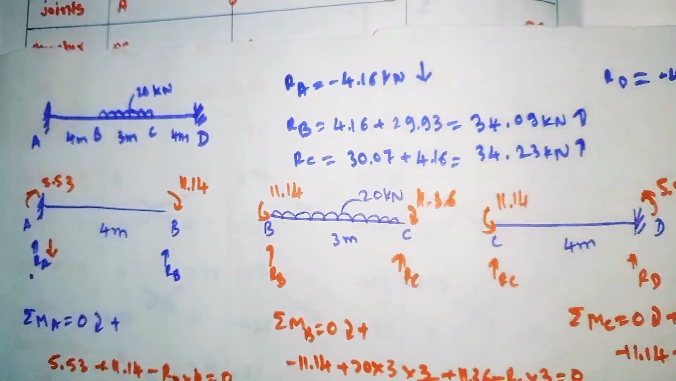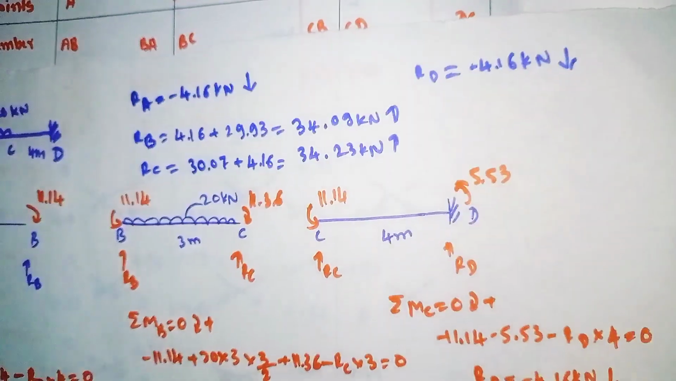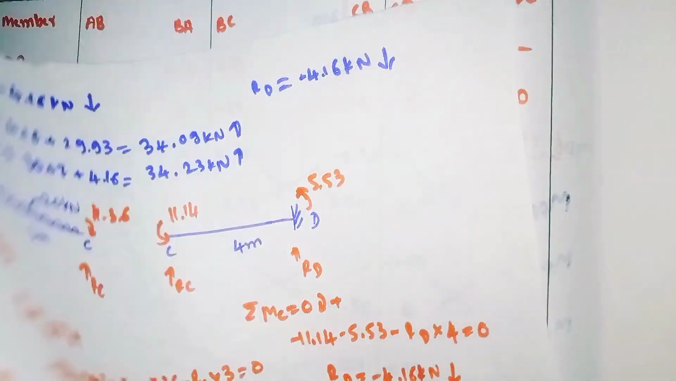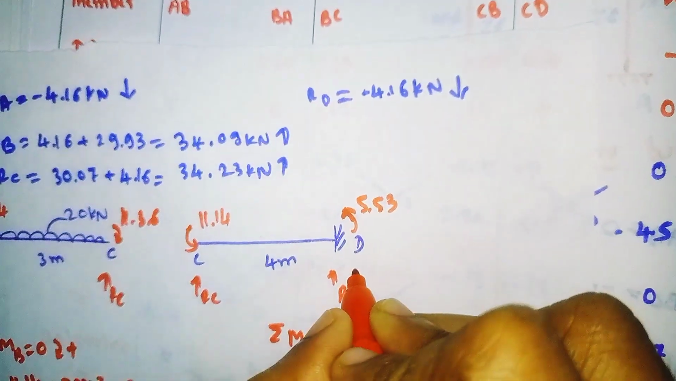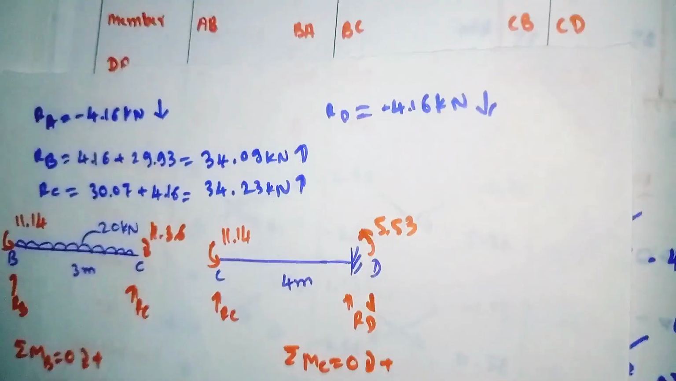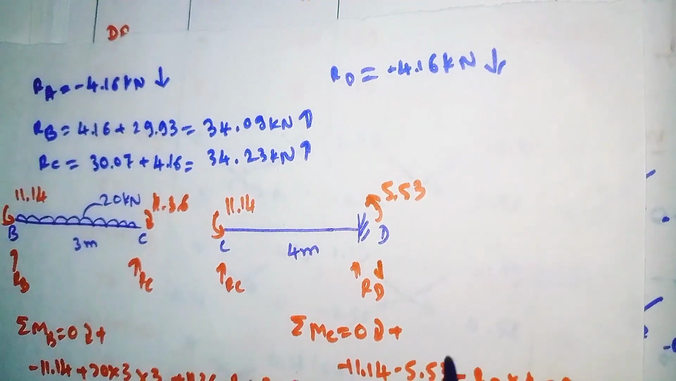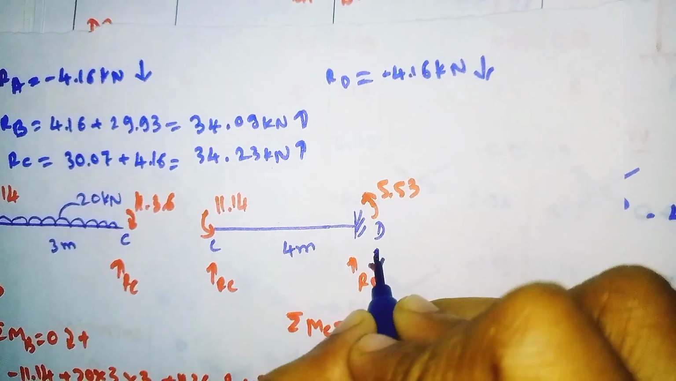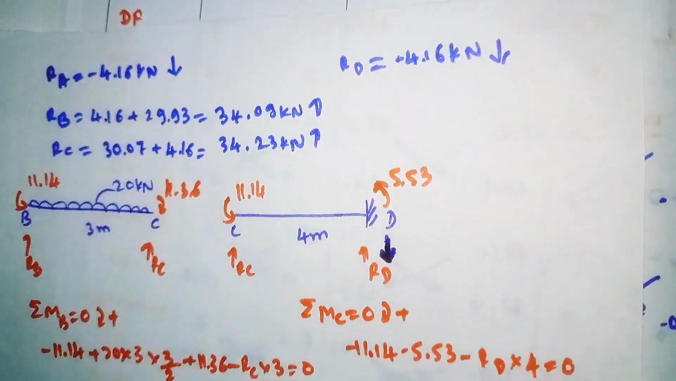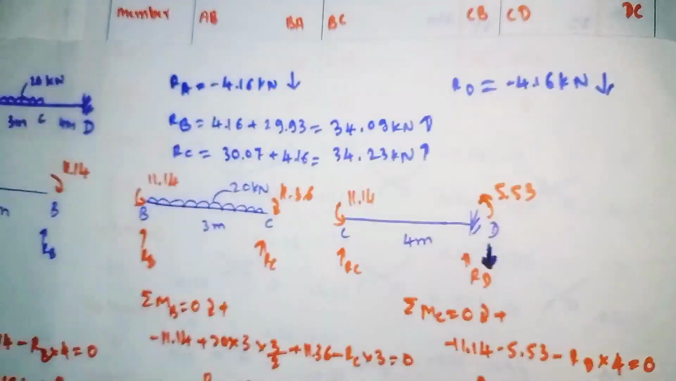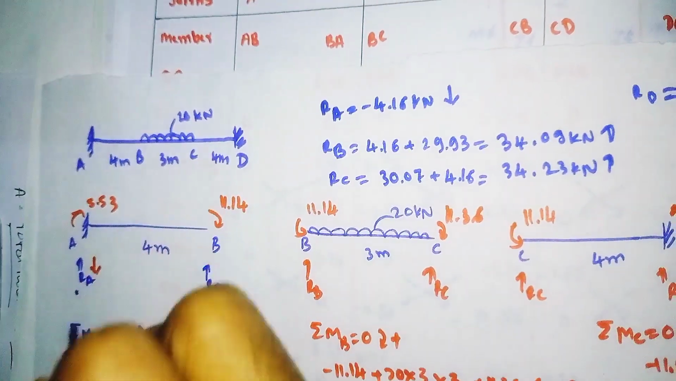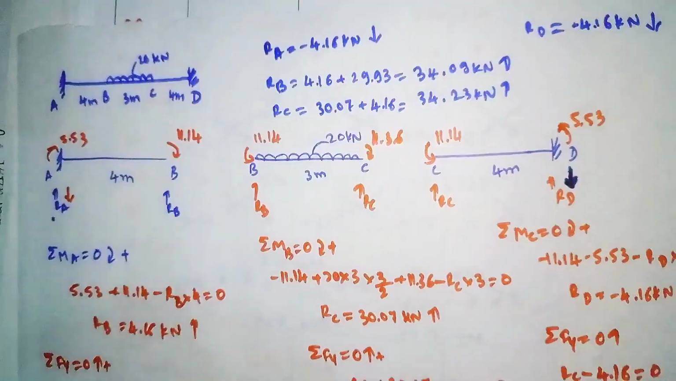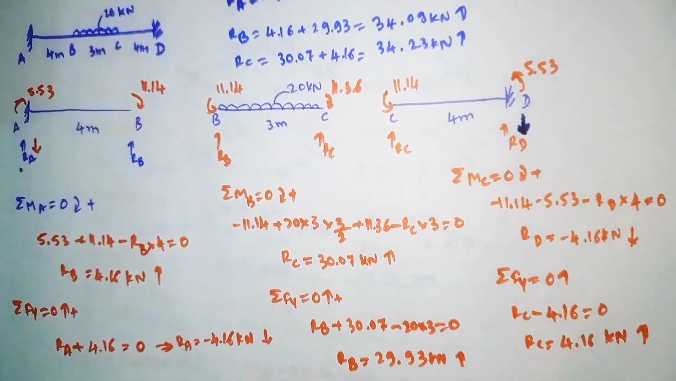So downward. And here RD also we have considered that it is upward, but it is moving downward, because the value we got is minus 4.16, that is, we got the negative value. It means we need to correct it. So remember this is very important. So this is how we need to calculate the reactions.